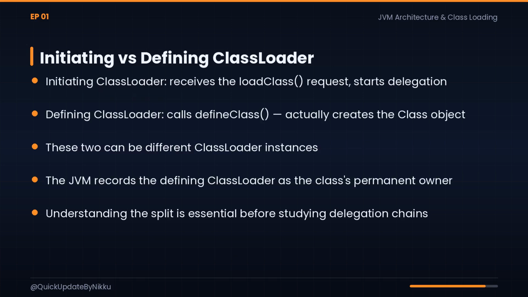When a class load is triggered, the class loader that receives the initial loadClass call is the initiating class loader. Because class loaders typically delegate to a parent before trying themselves, the class may ultimately be defined by a completely different class loader higher up the chain, that is the defining class loader. The JVM permanently associates a class object with its defining class loader, not its initiating one. This distinction becomes critical when we walk through the parent delegation model in the next concept.